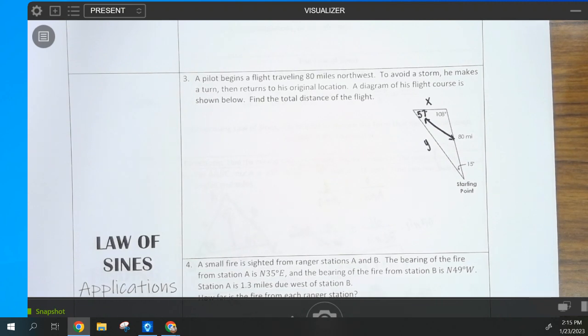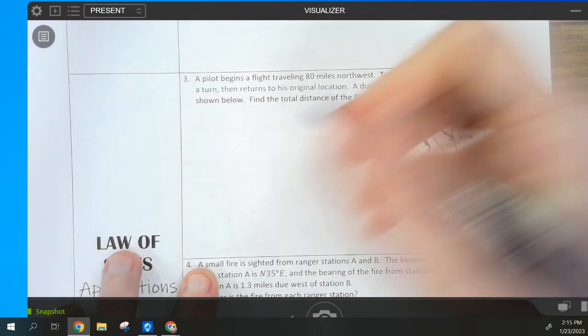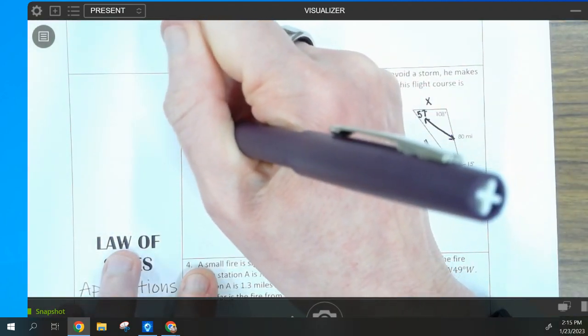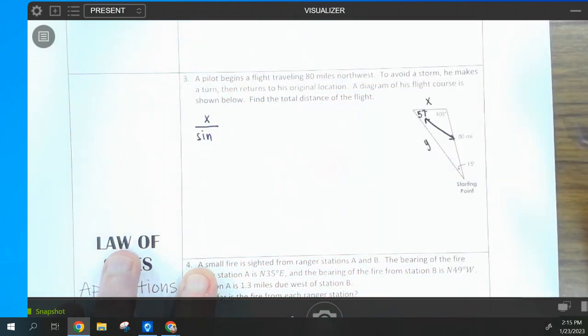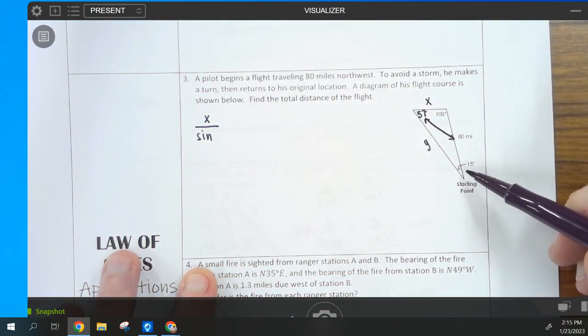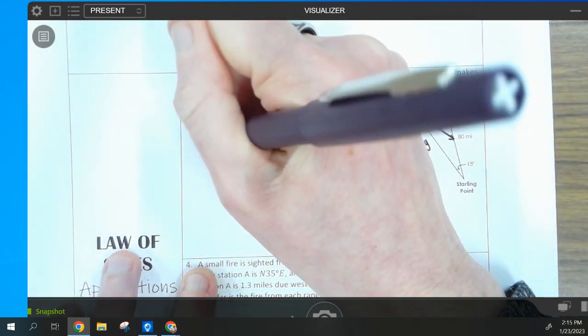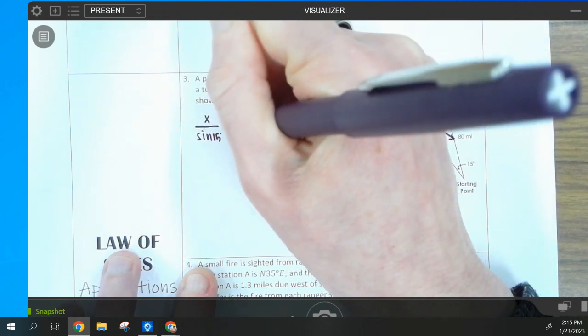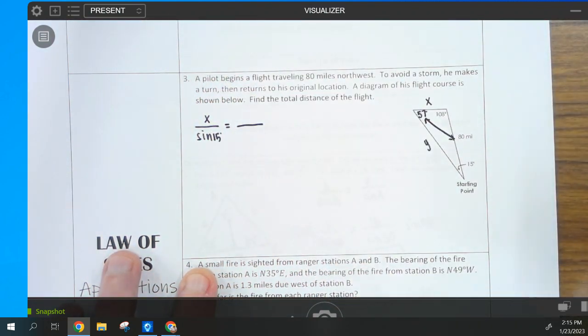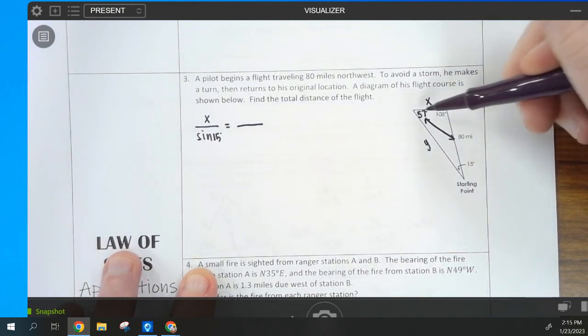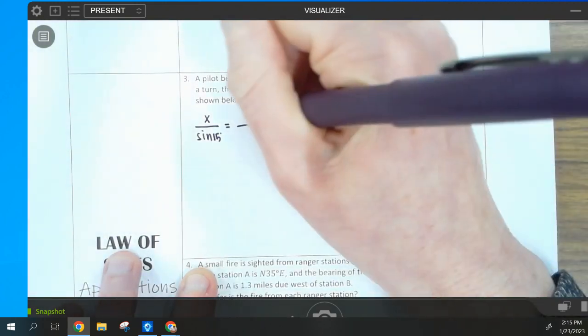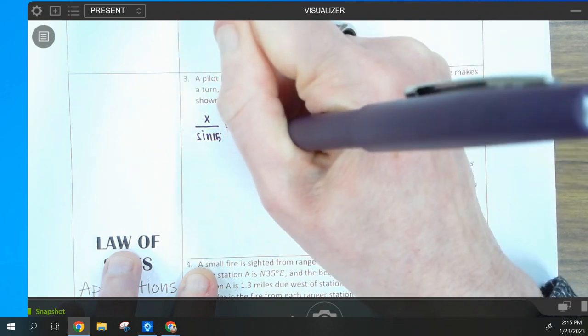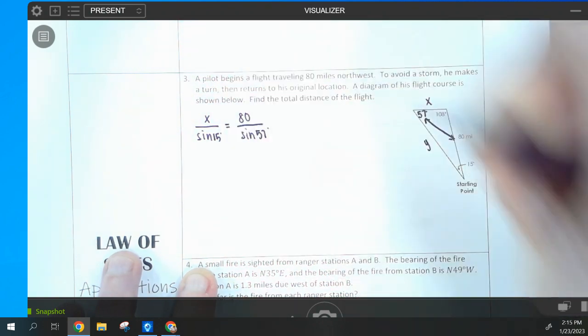So I'm going to always put my unknown on top of my first fraction. So let's say we want to find x first. I'm going to put x in my numerator and then divide it by the sine of its opposite angle, which was 15 degrees. And then I'm going to set it equal to that angle opposite side pair that we actually have values for. So the side length of 80 and then the opposite angle of 57 degrees. So 80 divided by that sine of 57 degrees.